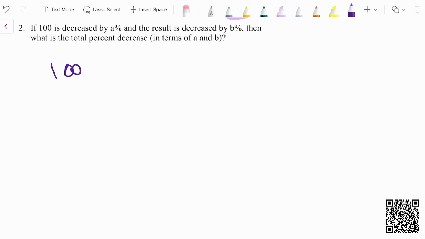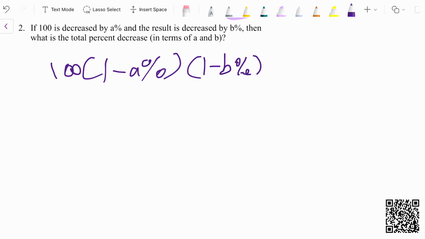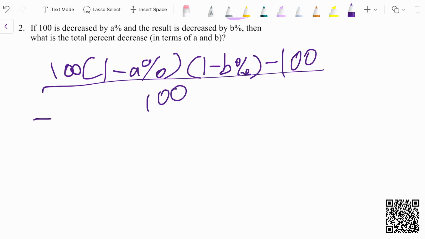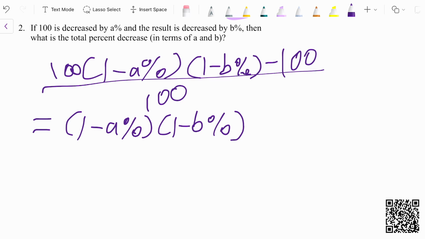If 100 is decreased by 1 minus A%, and the result is decreased by B%, so once again, since multiplication is commutative, it doesn't actually matter what order you put it in, minus 100 divided by 100. So after we simplify, this is basically equivalent to 1 minus A%, 1 minus B%, and minus 1.